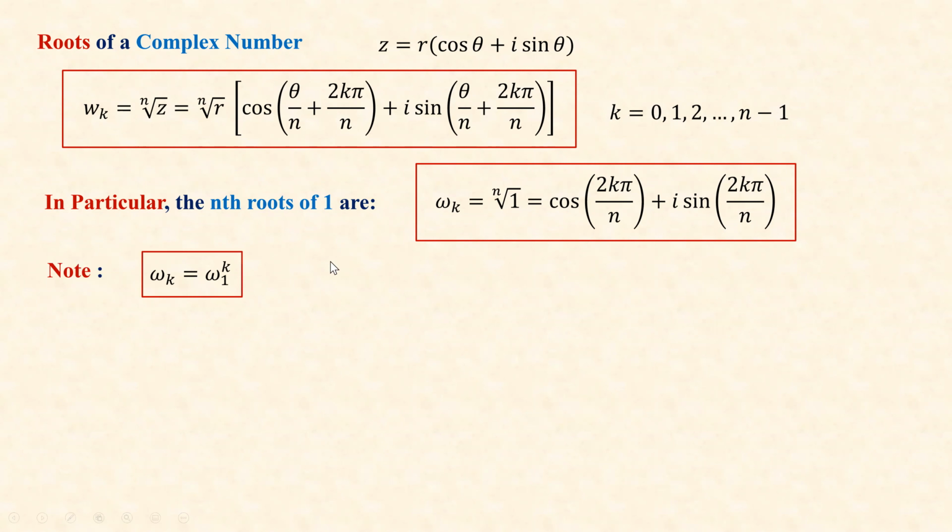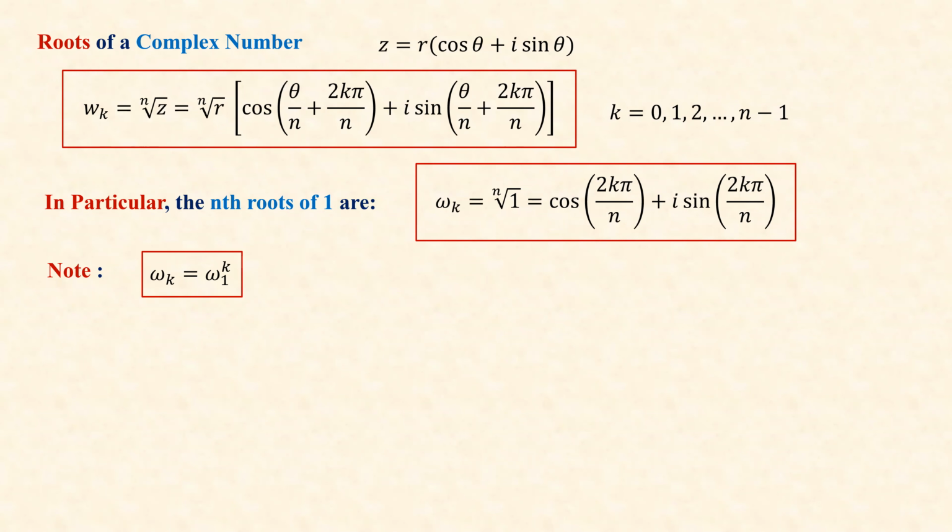And you see that omega k is equal to omega 1 to the power k. So omega 1 means when k is equal to 1, right? So we have 2 pi over n. And then omega 2, for example, is when k is 2, so it multiplies this argument 2 pi over n by 2. So you see that omega 2 is omega 1 squared. Omega 3 is omega 1 cubed, and so forth. So omega k is omega 1 to the power k.